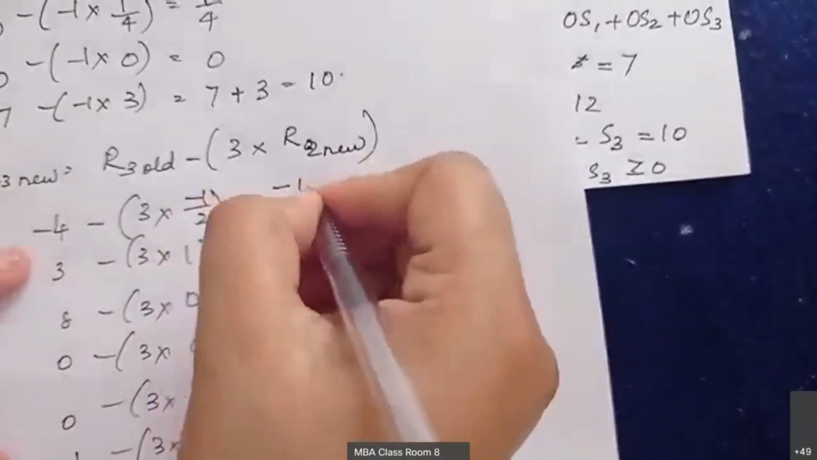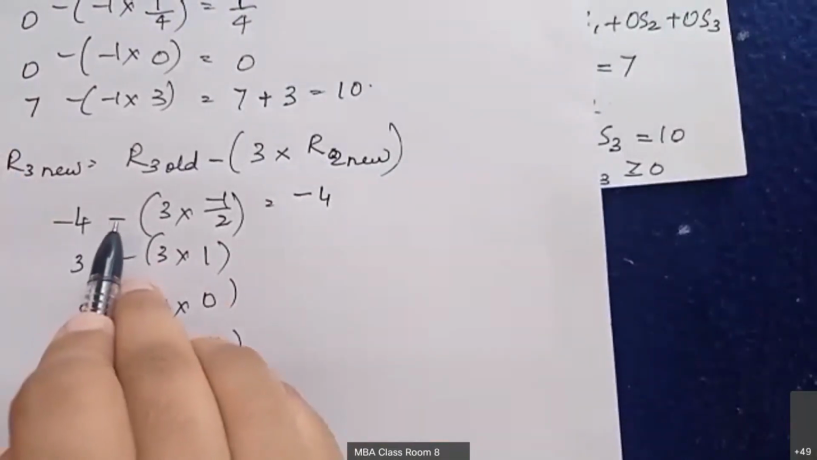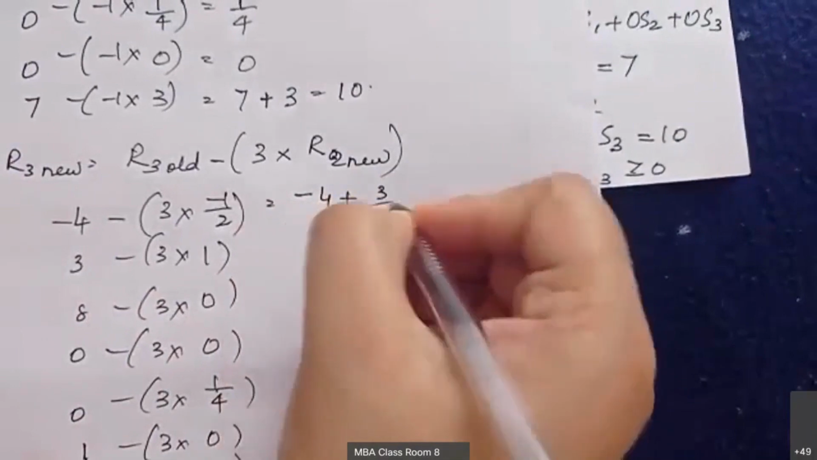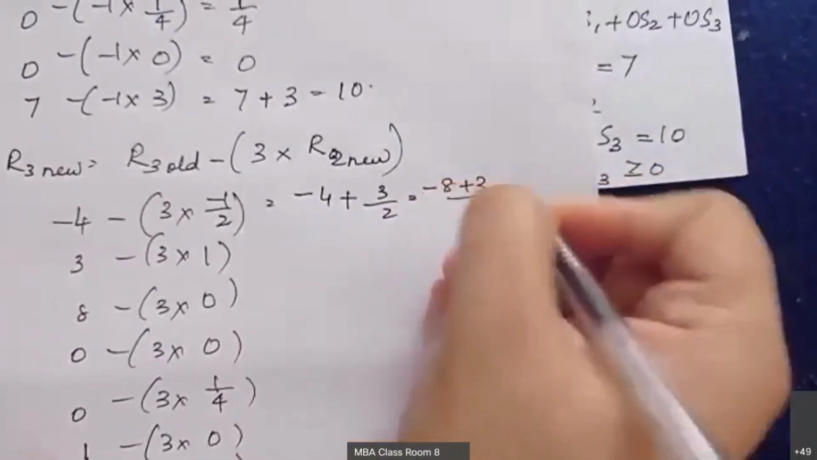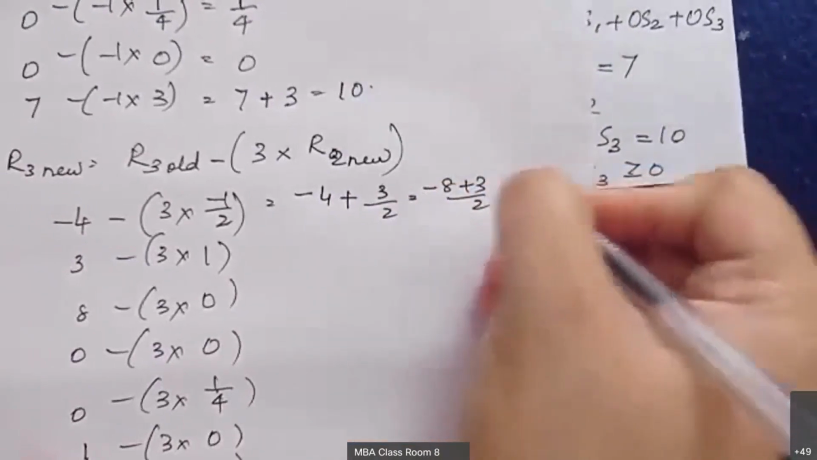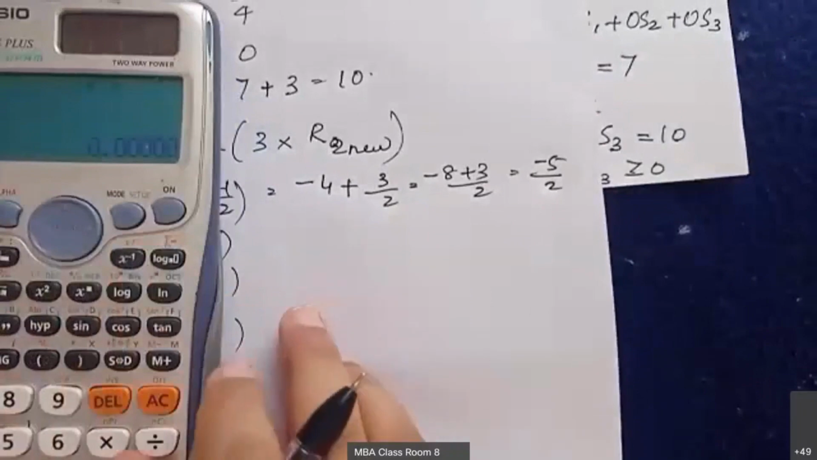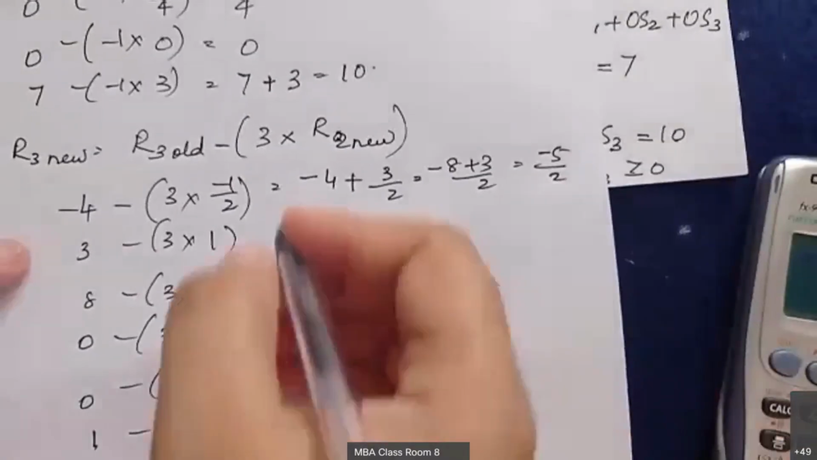Minus 1 by 4. Here we have a negative. See, here we have a negative. Negative into negative, which is positive. I have 3 by 2. Okay, which is minus 8 plus 3 by 2, which is equal to minus 5 by 2. Okay, same thing you will get in the calculator. Just do and see. Minus 4 plus 3 divided by 2. Okay, it is minus 5 by 2.